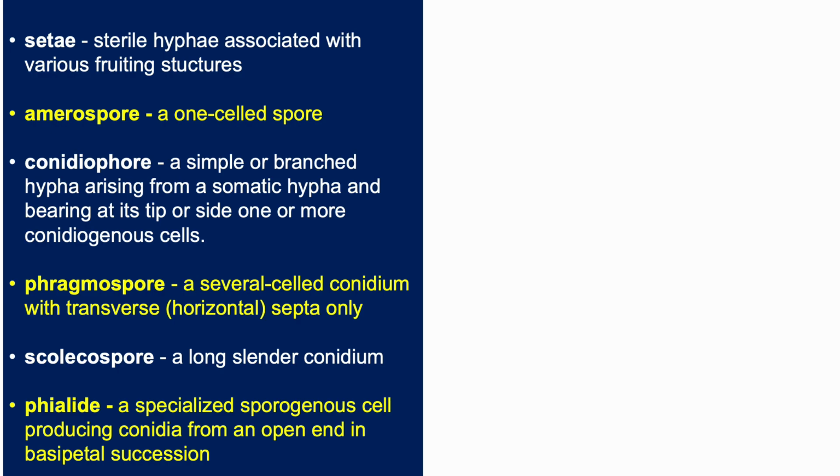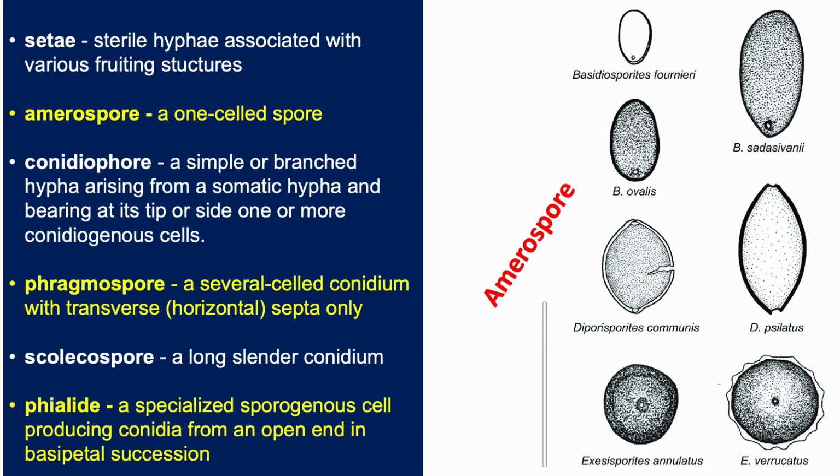Next is Amerospores. All single cell or one cell spores are termed as Amerospores. These are produced by varieties of fungal species, and some of the examples have been presented through this diagram.